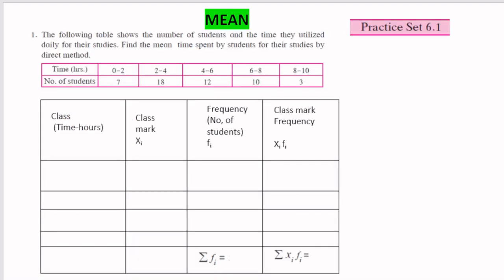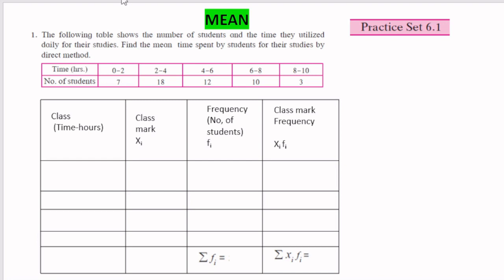Let's see how it is given in the practice set 6.1, question number 1. The first question: the following table shows the number of students and the time they utilize daily for their studies. Find the mean time spent by students for their studies by the direct method. We have to calculate the mean time, the average time they are using to study. Time in hours is already given: 0 to 4, 0 to 2, 2 to 4, 4 to 6, like that.